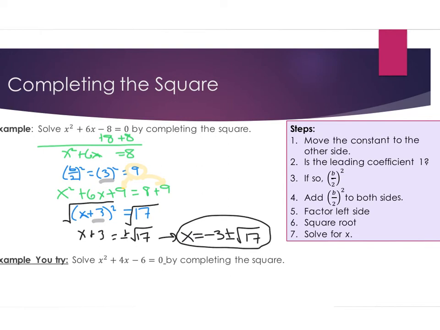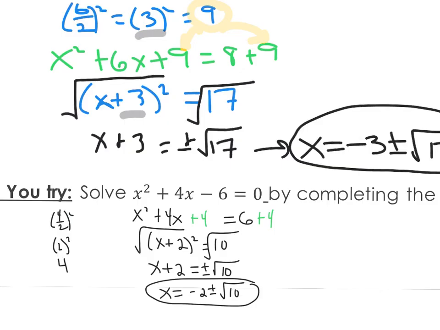Now I want you to take a minute and try the U-try. So you should have found x equals negative 2 plus or minus the square root of 10.